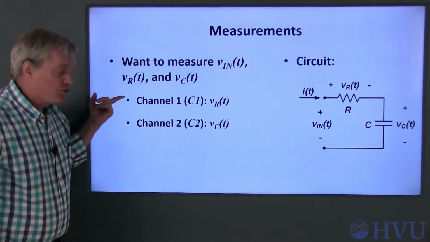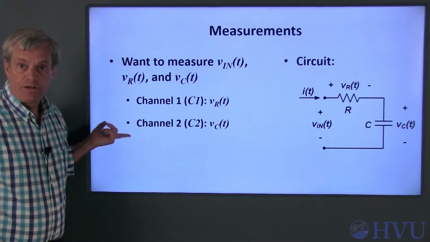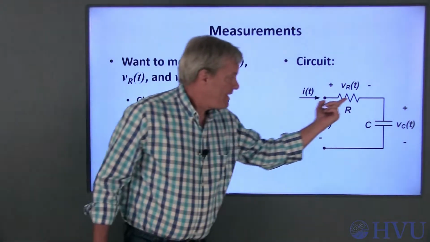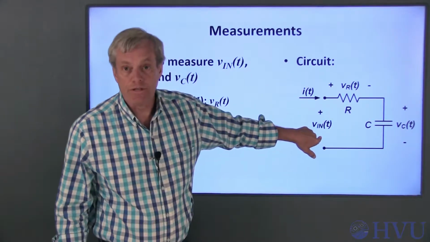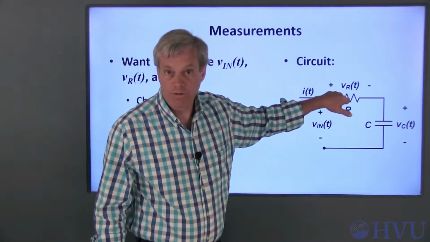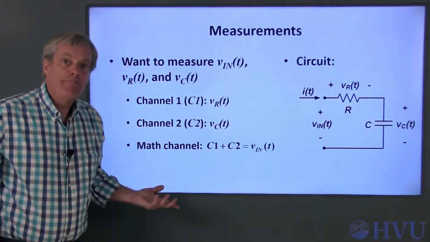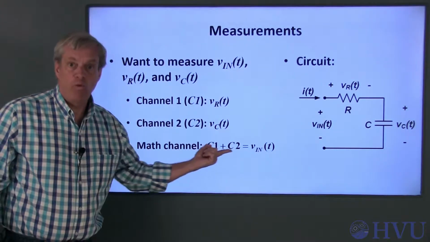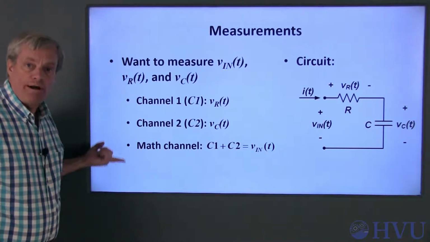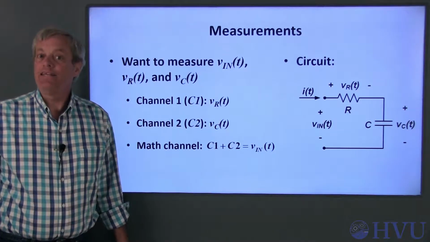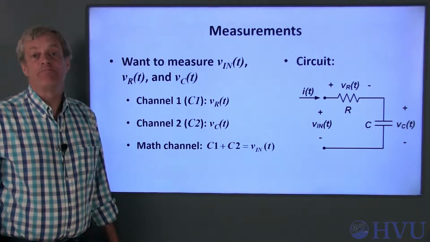I'll use my two scope channels to measure the resistor and capacitor voltages. If I apply KVL around this loop, I'll find that the input voltage is equal to the sum of the capacitor and resistor voltages. So I can create a math channel to add channels 1 and 2 and use that as my input voltage. Then I can acquire all three signals that I need at each frequency with a single set of measurements.